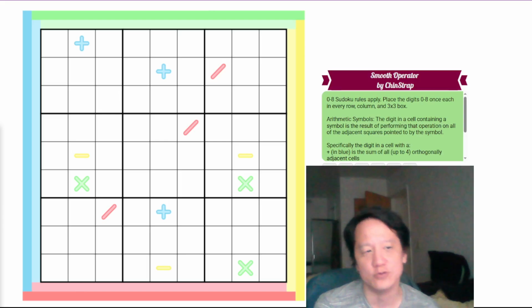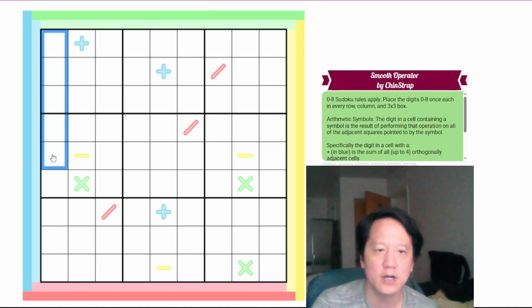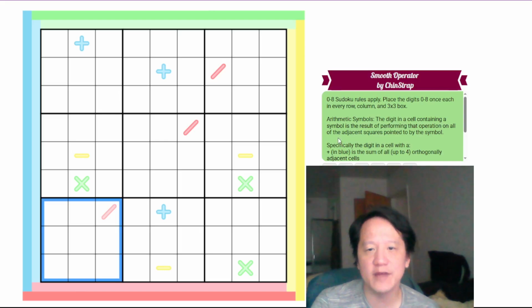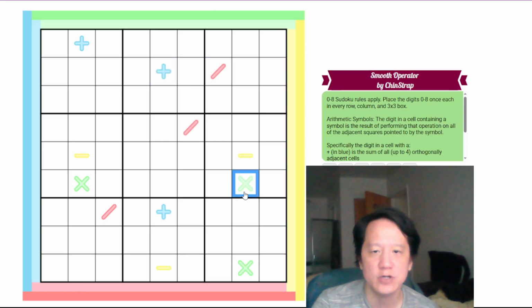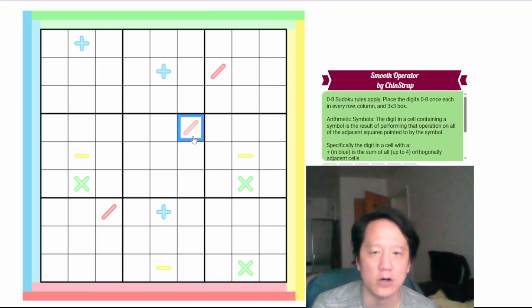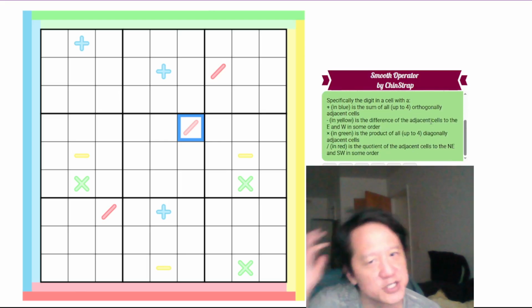And here are the rules. We have 0 through 8 Sudoku rules apply, where we need to place the digits 0 through 8 once each in every row, column, and 3x3 box. We have arithmetic symbols, where a digit in a cell containing a symbol is the result of performing that operation on all of the adjacent squares pointed to by the symbol. What does it mean to be pointed to the symbol? Maybe that will give us information.